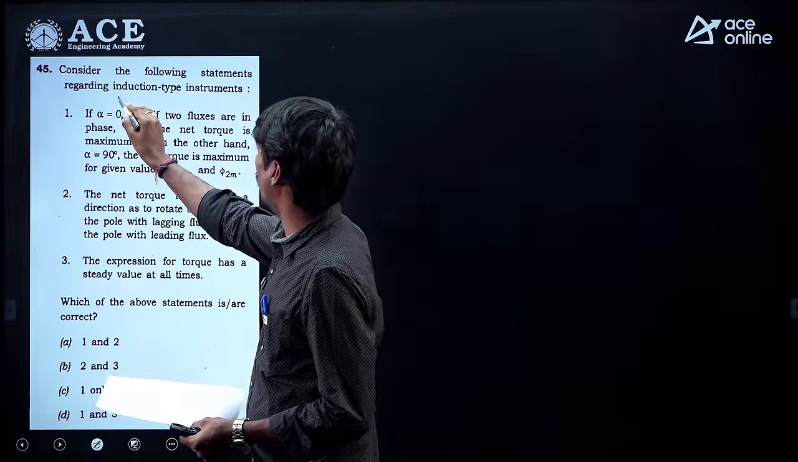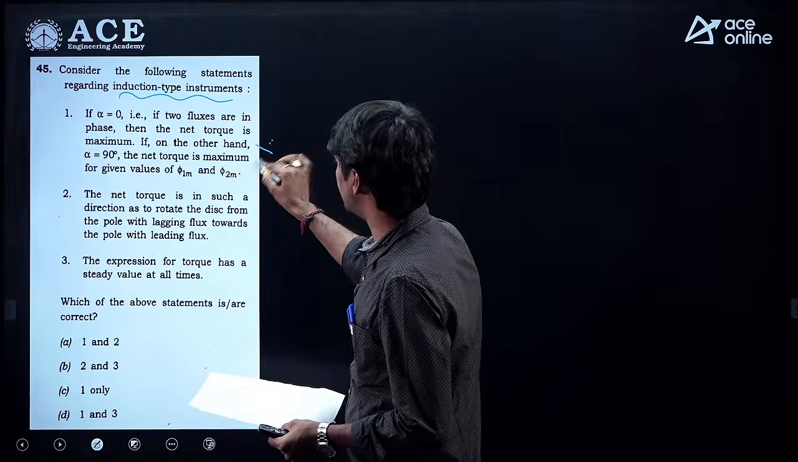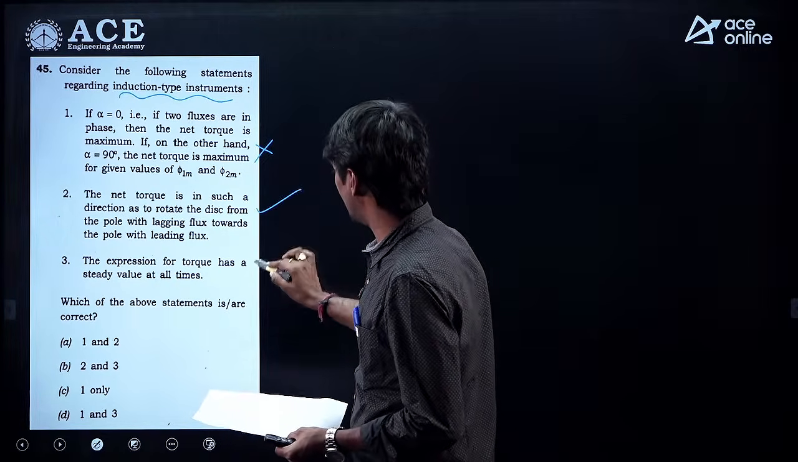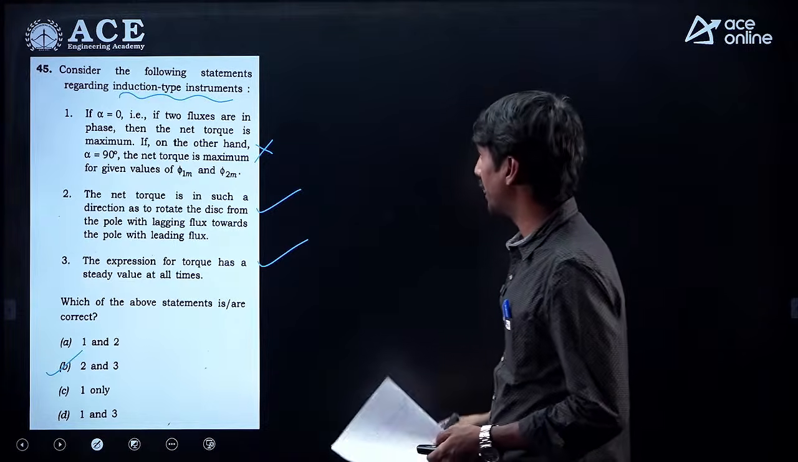Consider the following statement regarding induction type instruments. If you see this, this will be the wrong statement and 2 and 3 will be the correct one. So automatically the answer will be 2 and 3, option B.